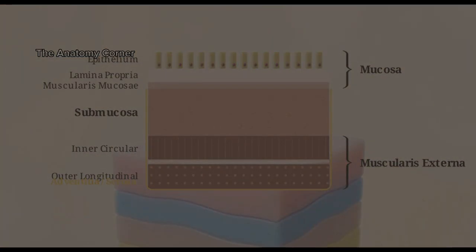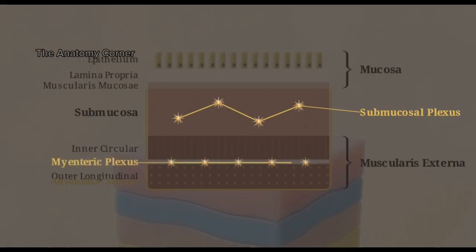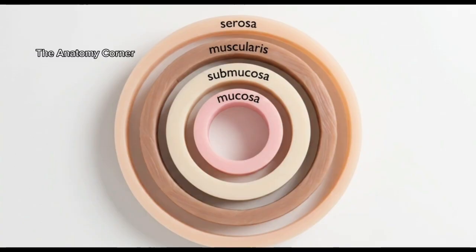Within the submucosa, the submucosal, or Meissner's plexus, coordinates localized glandular secretions. A second network, the myenteric, or Auerbach's plexus, is located between the 2 muscle layers and drives the mechanical contractions of peristalsis. This 4-layer architecture, with its embedded autonomous controls, is the template upon which every localized adaptation of the gut is built.